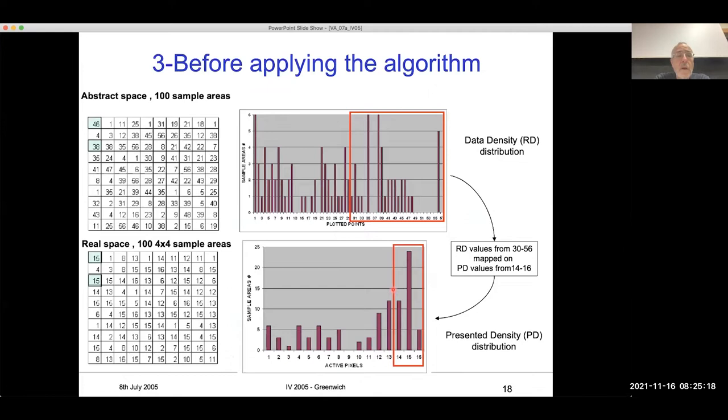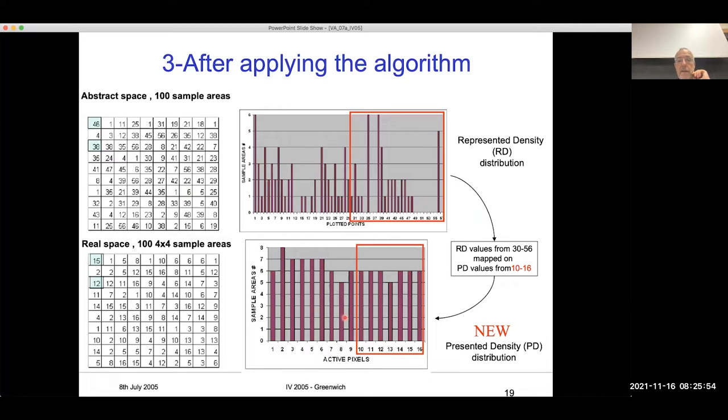And we show you what is the result of this. This is the initial space without sampling. We have 46, 38, and we have 15 and 15. You can see that a wide range of densities, between 30 and 56, is mapped only on the interval 14 to 16. And these two densities are hidden from the user. The difference is hidden to the user. If we apply the algorithm, you can see that the main difference is here. The presented density is more or less flat. Our goal is to have it perfectly flat. It's not possible because of a rounding issue.